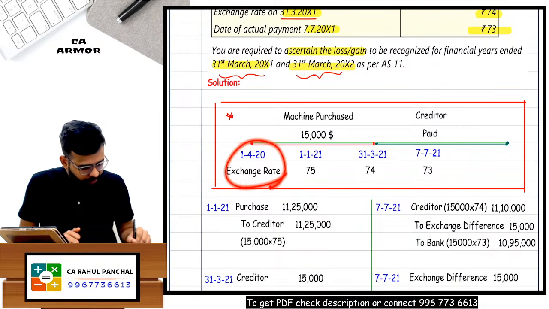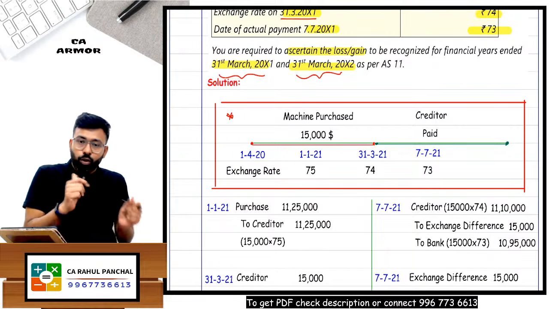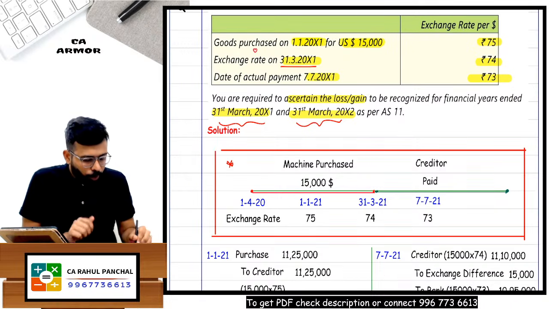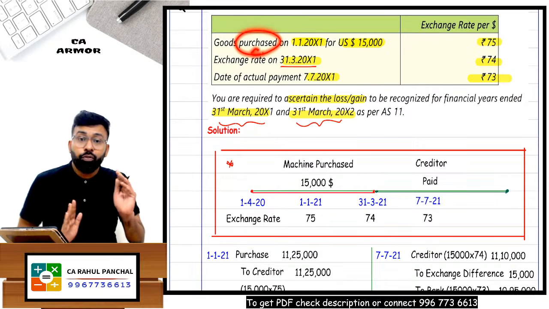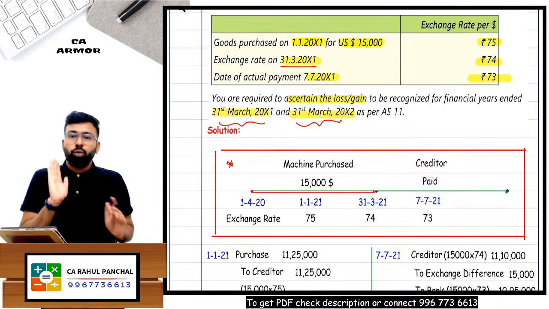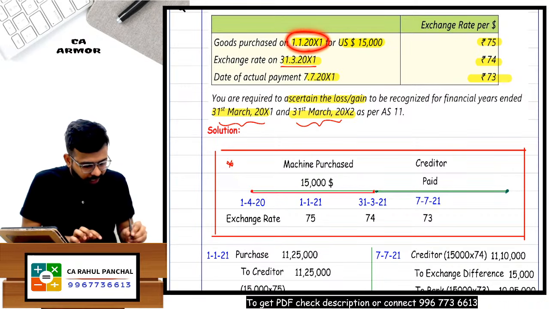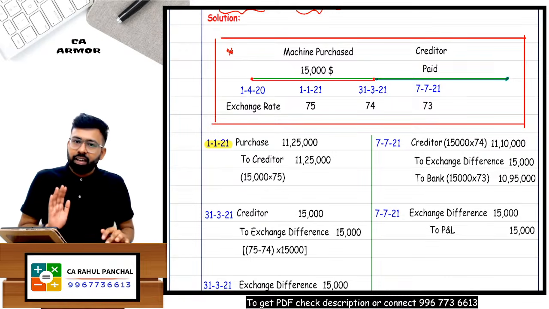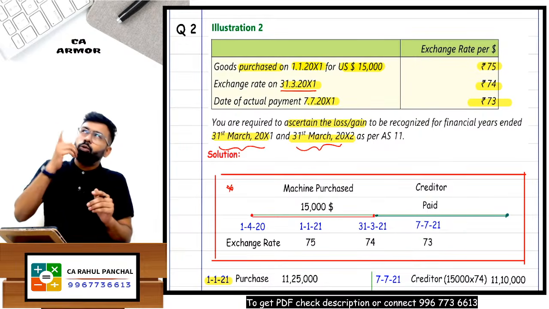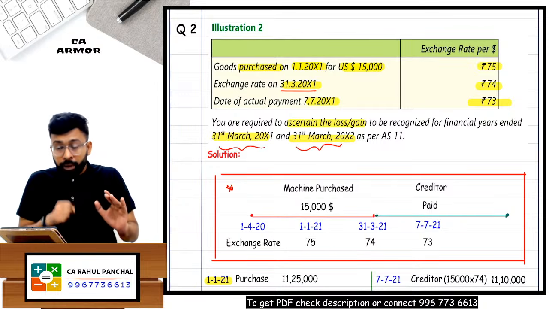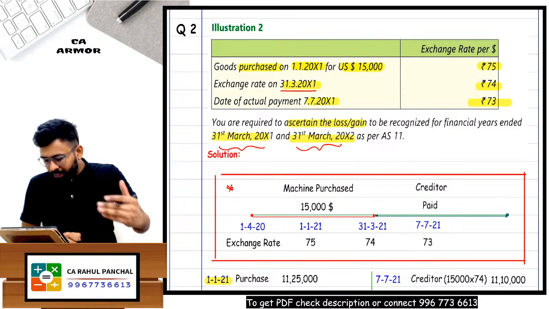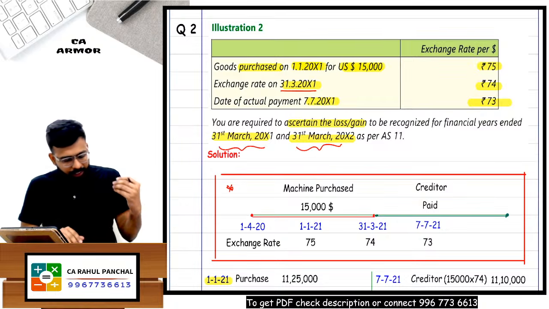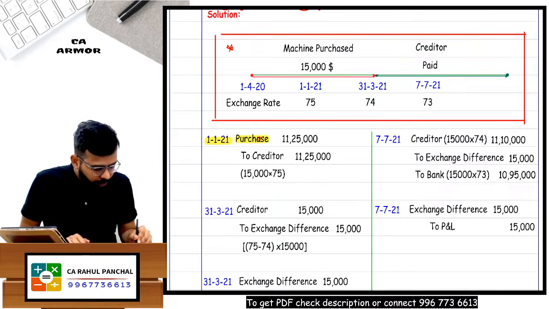I purchased on this date, then this rate was there. Now do one thing for me, just understand. Sir, if I have purchased goods, what is the entry? First tell me, when you purchase the goods, what is the entry? The goods are purchased on this date, so I have written this date. And if you purchase, have you made the payment? No, you haven't made the payment. So the entry will be purchase to creditor.